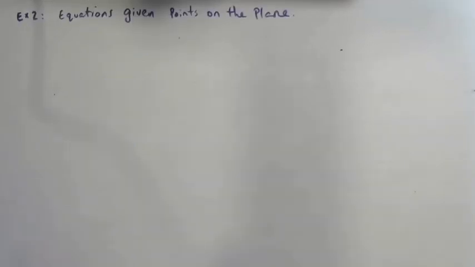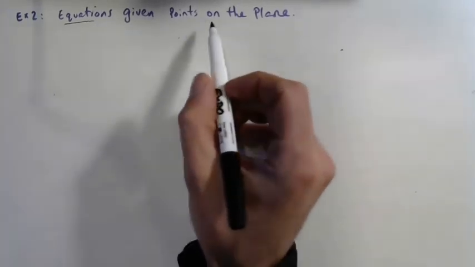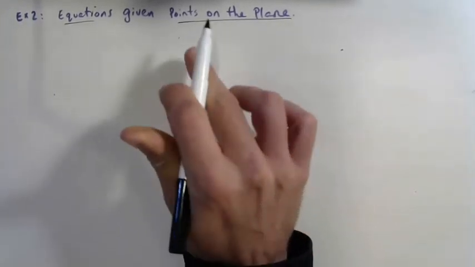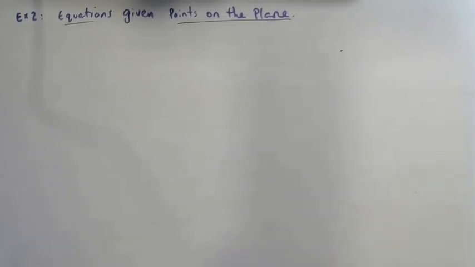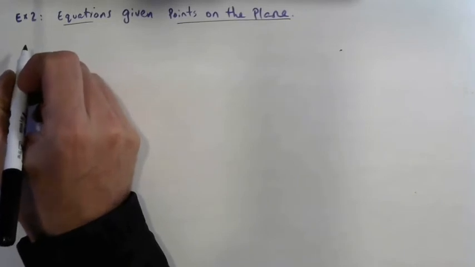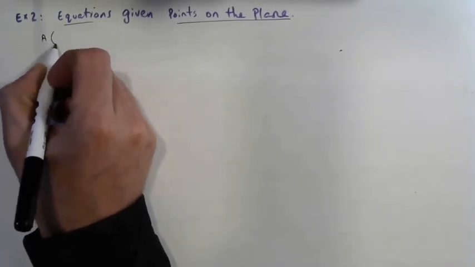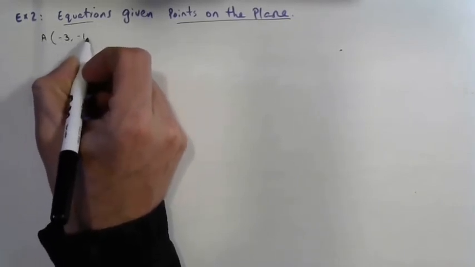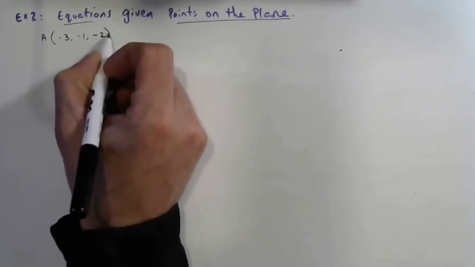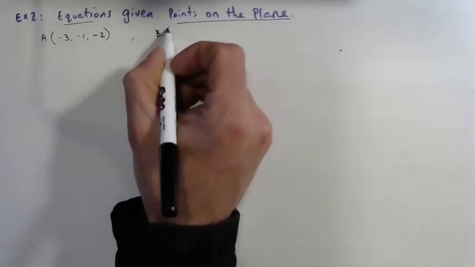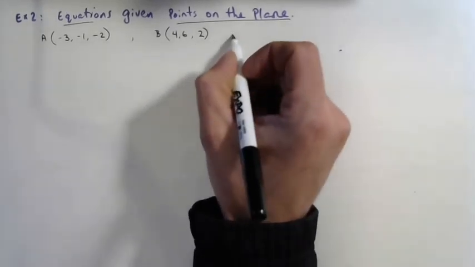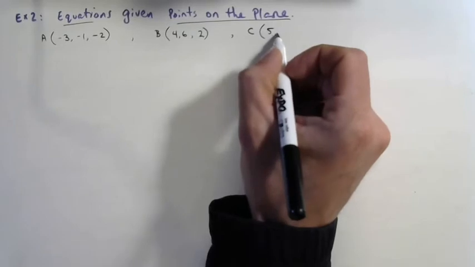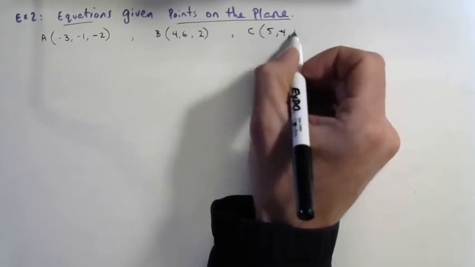In example 2, we're going to develop an equation, and we're only going to be given points on a plane. In order to define a unique plane, we need 3 non-collinear points. So that's what they give us. We're given the point A at negative 3, negative 1, negative 2. B at 4, 6, 2. And C at 5, negative 4, 1.